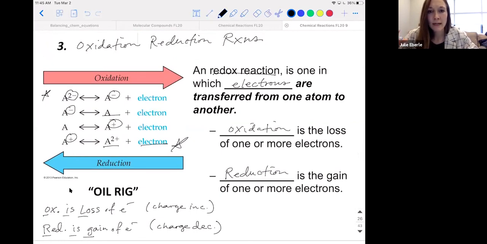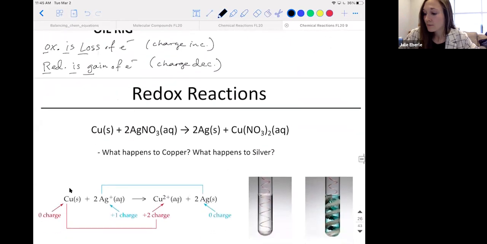I want you to remember right now, anytime you have a neutral element, like an element written by itself, that is charge neutral, right? Before it interacts or becomes part of a compound, we always say elements by themselves have the same number of protons as they do electrons. And in that sense, they are charge neutral. So remember that, because we're about to go in and try to assign charge numbers.